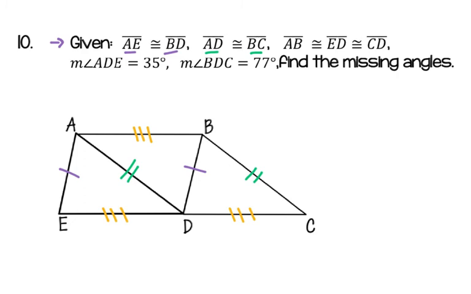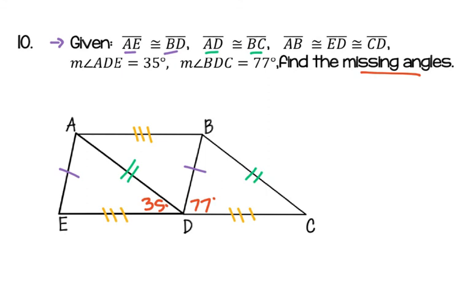Then I'm told that the measure of angle ADE, so that means from A to D to E, that angle is 35 degrees. And then I'm also told that angle BDC, from B to D to C, is 77 degrees. So it says find the missing angles. So I need to find this angle, this one, this one, this one, this one, this one, this one. I need to find all of the other angles in the whole thing. And so I'm going to use what I have learned, okay?